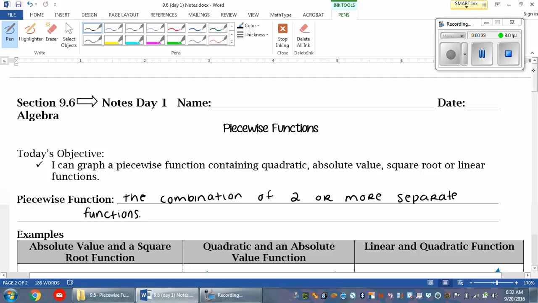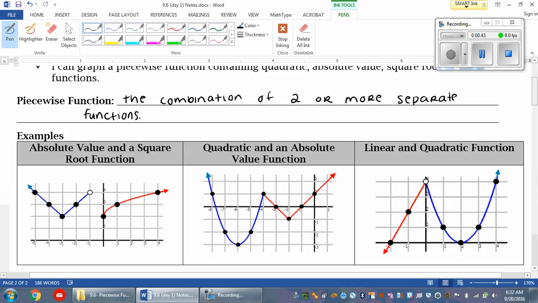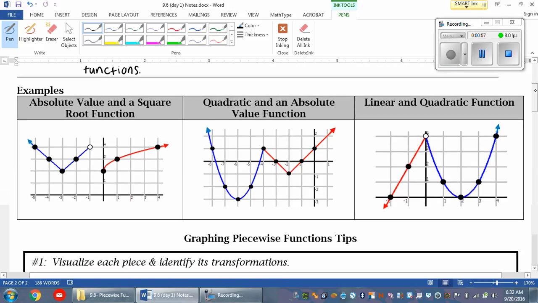So basically what a piecewise function is, we're just going to take patterns that we already know, and we're going to graph two or more in one coordinate plane. We're really only going to be graphing two. Later in advanced algebra, that's when you're going to be graphing three or even four functions in one coordinate plane. So here's an example. First, I have an absolute value, and then I have a square root.